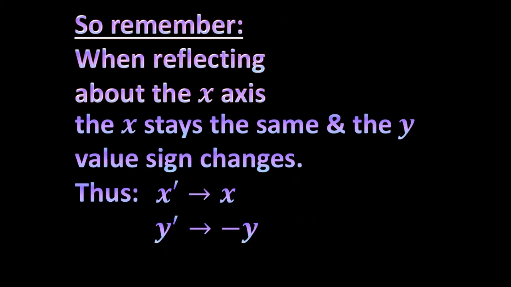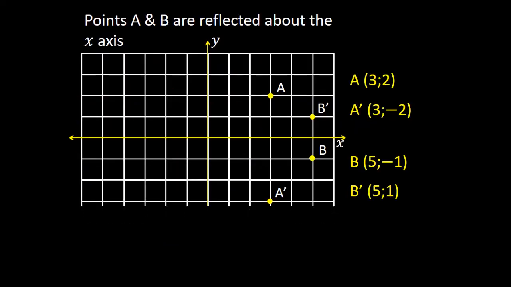So when reflecting about the x-axis, the x stays the same and the y value sign changes. In other words, mathematically, x prime is just x, y prime, however, is -y, which means the sign just changes. So let's formalize this. (x', y') = (x, -y). In other words, my point that's been reflected, its location, the x value is exactly the same, and the y value, the only difference is the sign has changed.